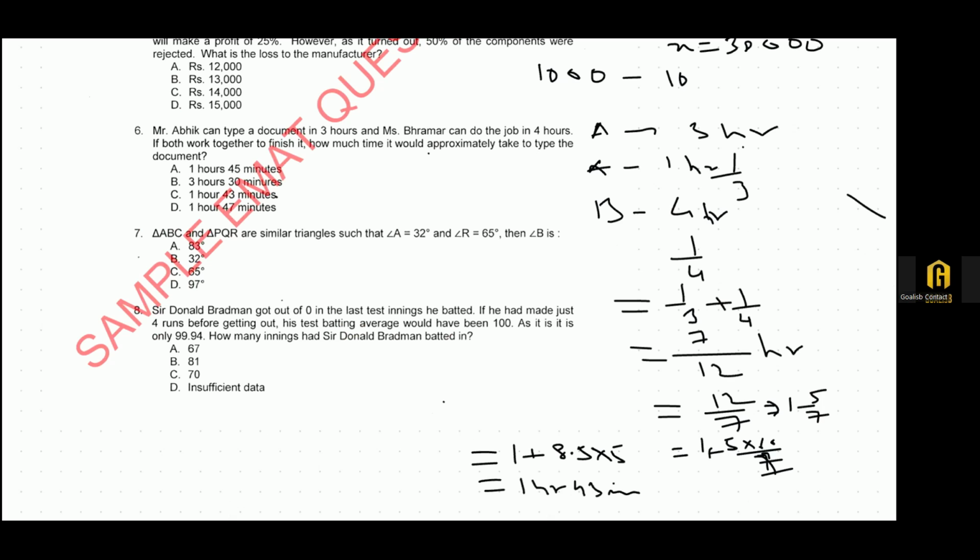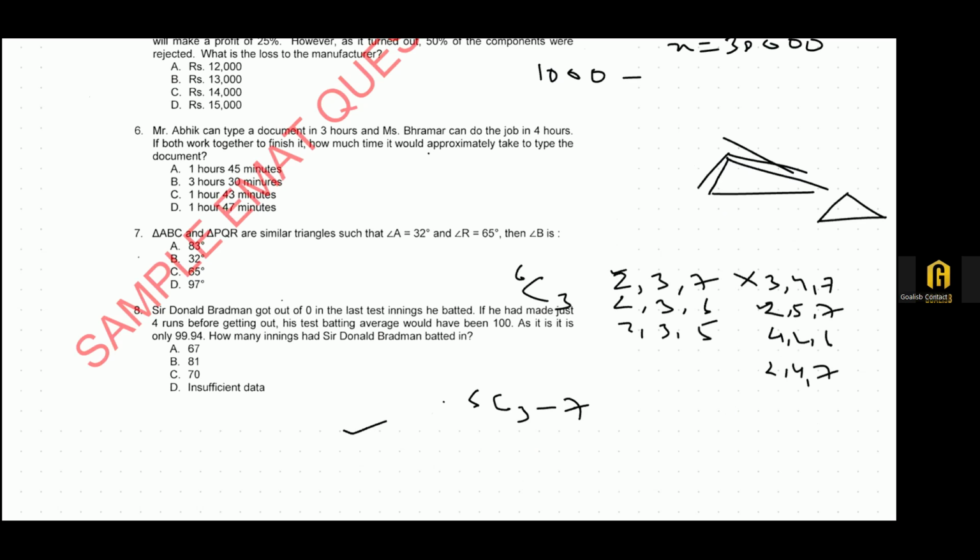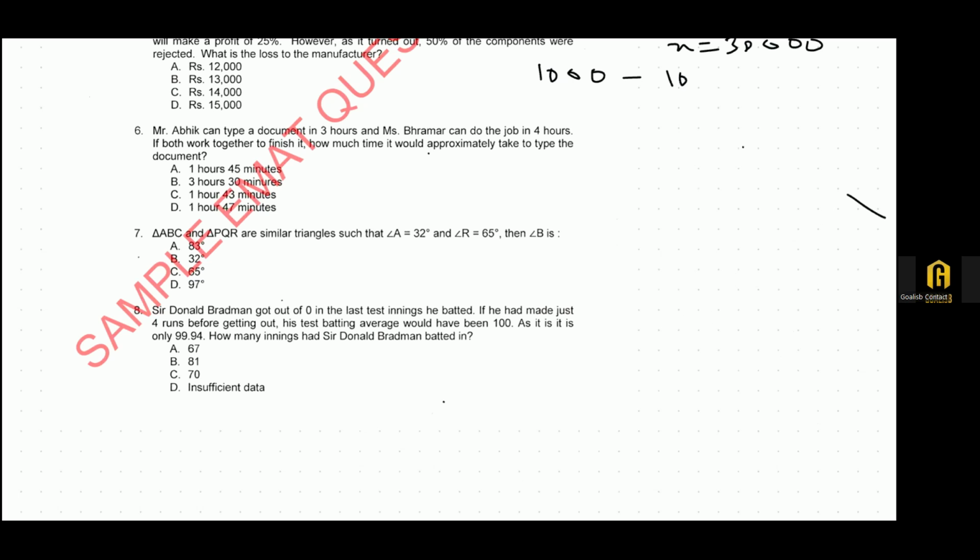Okay. The next question is a pretty straightforward one. If you are familiar with the concept of similarity, you will be able to solve it in less than a minute. All you need to do is draw the diagram. So there are two triangles.